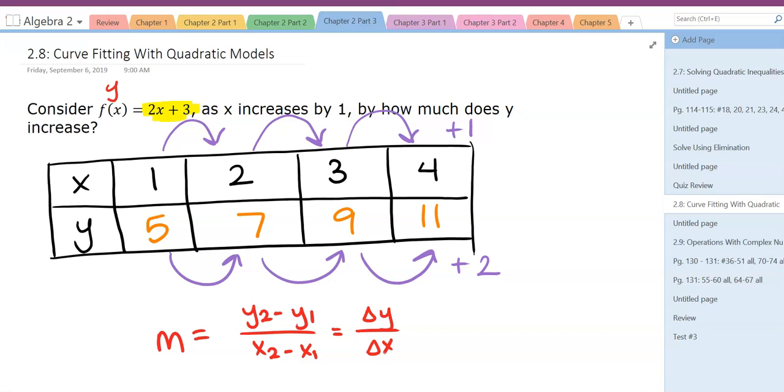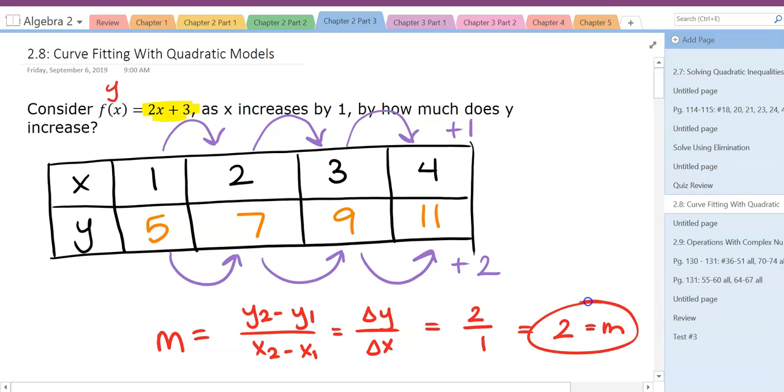Okay, so when they say change in y over change in x, they're talking about up here on my table, how much are my y's increasing versus how much are my x's increasing? Well, my y's are increasing by 2, my x's are increasing by 1, so 2 over 1 would just be 2, so that would be your slope. Where else do we see 2 in the equation?